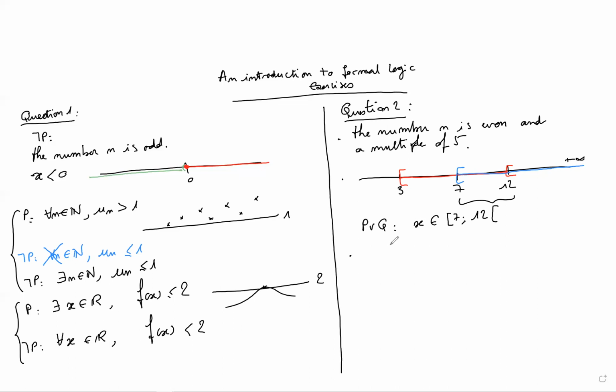Next one: for all n in the set of the whole numbers, un is greater than 1. For all n in the set of the whole numbers, un is smaller than 3. And the conjunction will be: for any whole number n, un is between 1 and 3.